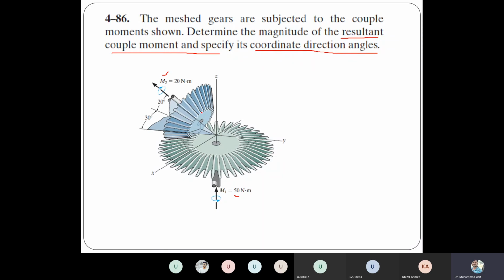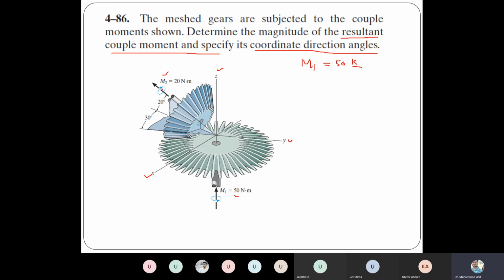So first of all, you need to calculate the resultant couple. Resultant couple means now you have three dimensions, x, y, z. So that means we need to convert each couple moment in terms of vectors. So what is M1 in terms of vectors? 50k, because this is acting along the z direction. So this is simply 50k.